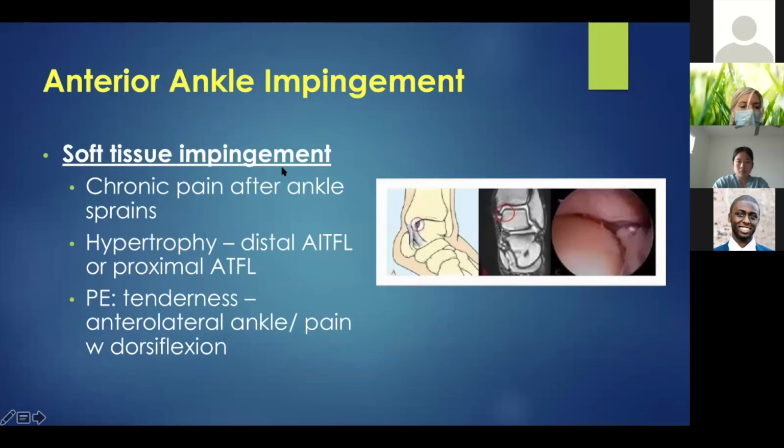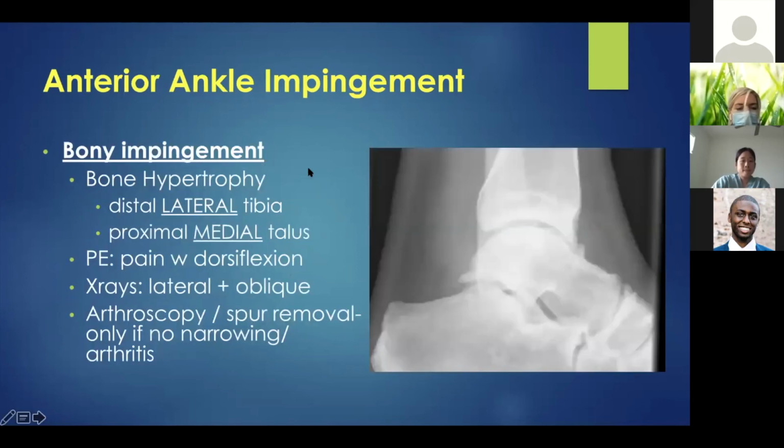So anterior impingement, which is what we saw, can be categorized into soft tissue impingement, which is chronic sprain after one ankle sprain, but often after multiple ankle sprains, and hypertrophy, just like we saw, of the distal ATFL. Sometimes it can also be of the proximal ATFL as well. The key is the tenderness along the anterolateral ankle reproduced with dorsiflexion. Bony impingement we also see after repetitive ankle sprains, and usually it's the distal lateral aspect of the tibia and the medial aspect of the talus, also with pain with dorsiflexion.